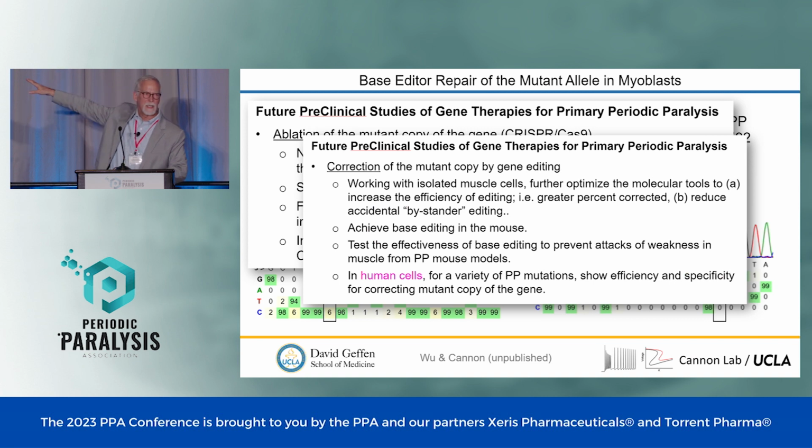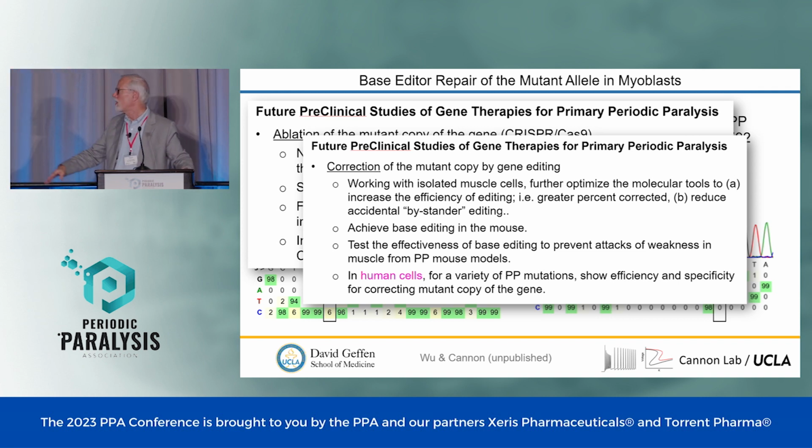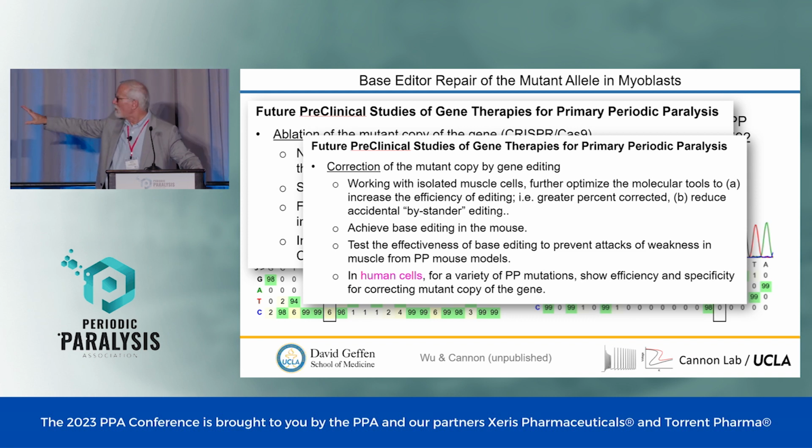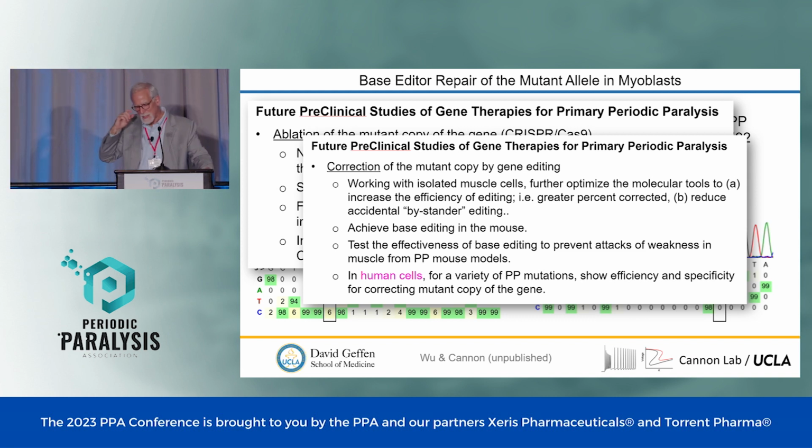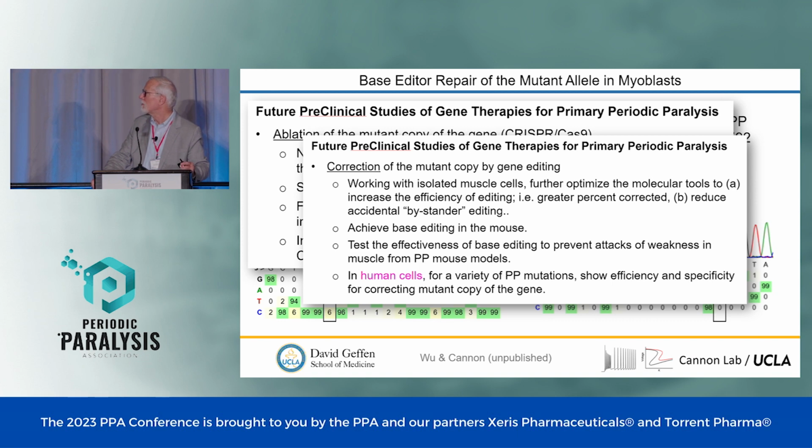So there's the deleting the bad copy of the gene and not destroying the good copy. Similarly, for the gene editing, just to let you know where we are, we have low efficiency, but at least specificity of being able to do this in the dish. We're still working on optimizing the tools to get it to work in the mouse and to demonstrate in the mouse that we've cured the susceptibility to periodic paralysis, but that's what the new money's for. We'll get there. And we will also apply this gene-correcting technology and see how that works in skin cells that we're able to obtain from patients with periodic paralysis.